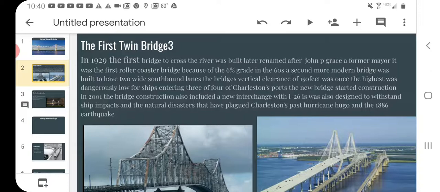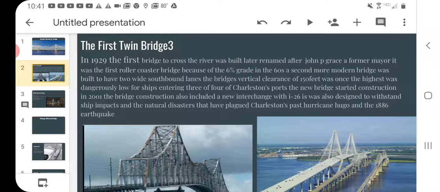So the first bridge was built in 1929. It had a 6% grade, so it was called the first roller coaster bridge. The vertical clearance was 150 feet, which was getting dangerously low at the time that the 1990s came in. Both bridges were showing a fix of age and weather and increased traffic.